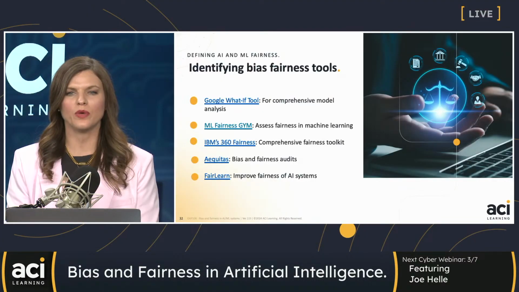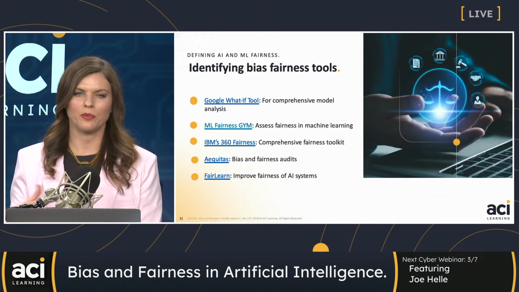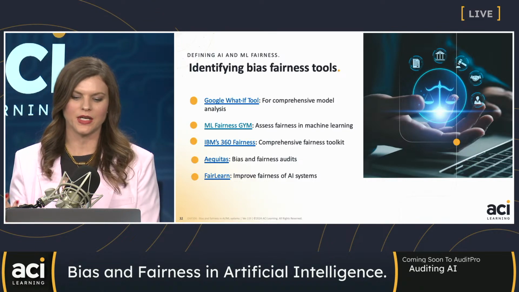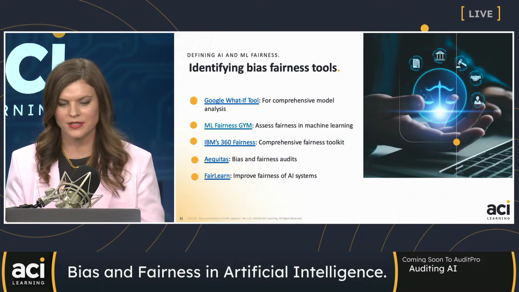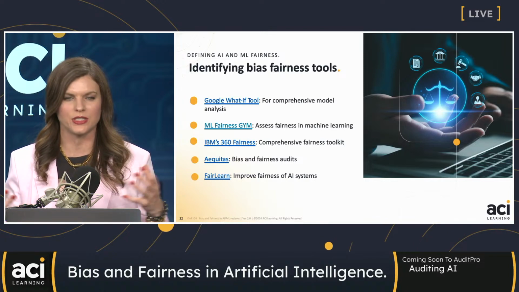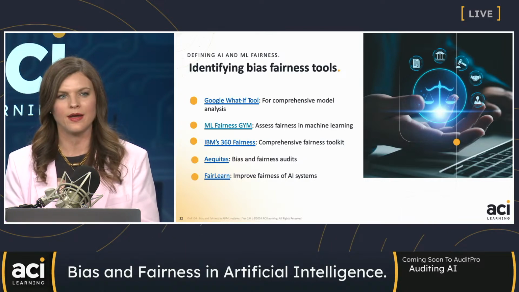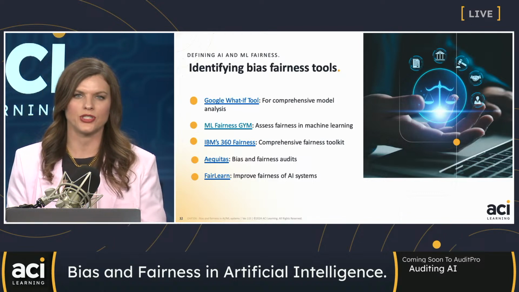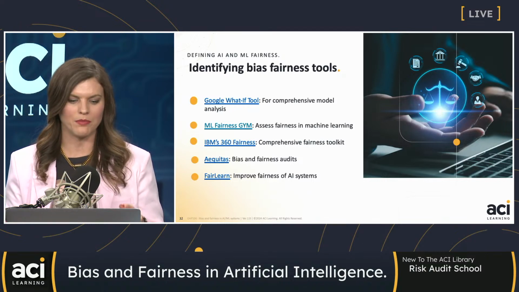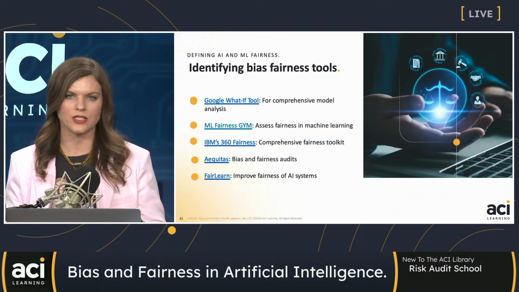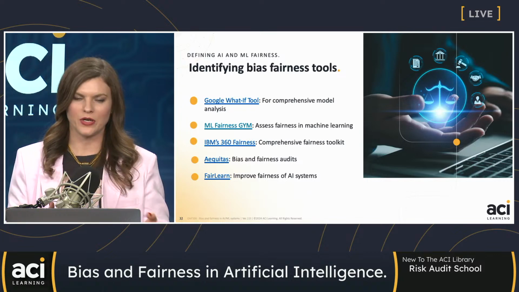Yeah, so keeping this really high level for you all, but providing you with some resources that you can dive into on your own. We've got the Google What-If tool. The Google What-If tool offers a powerful platform for conducting comprehensive analysis of machine learning models. It allows users to explore model performance, interpret predictions, and understand model behavior in various scenarios. So this is a great tool for diving in and understanding how that model's operating. The next one is Machine Learning Fairness Gym. This provides a valuable resource for assessing the fairness of machine learning models, and it offers tools and metrics to evaluate fairness within that model.